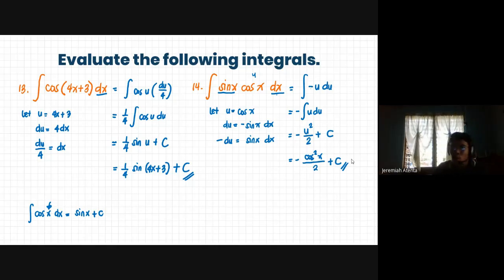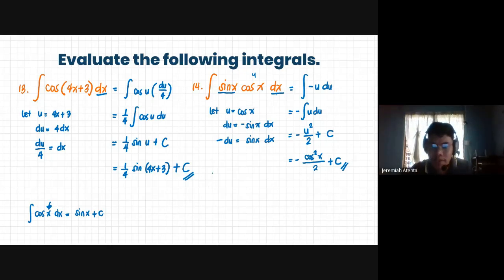Okay. Now, what if I let u be equal to sine x? Because the derivative of sine is cosine. Tama? So you can either choose sine or cosine. Walang problema doon. So suppose I let u equal to sine x. So from that, we will have du equal to, what is the derivative of sine?